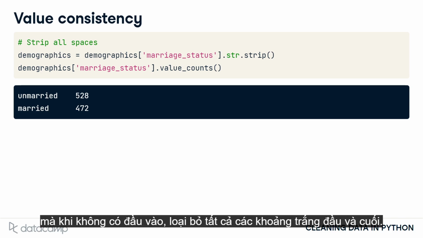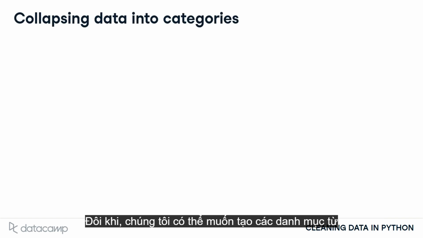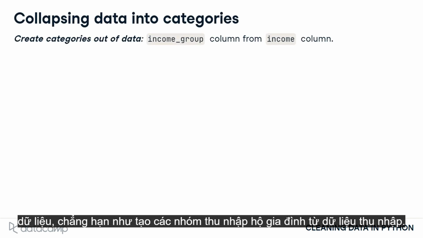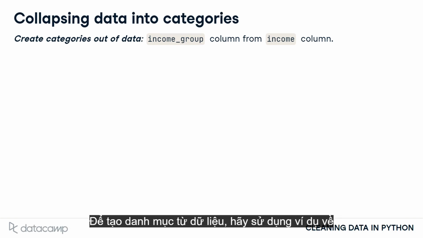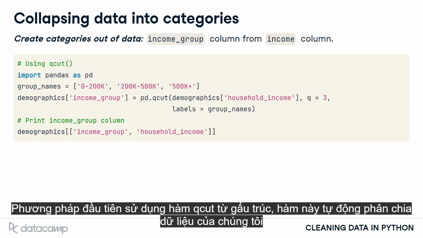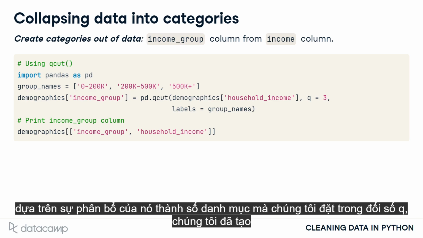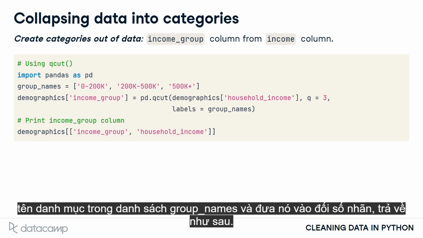Sometimes we may want to create categories out of our data, such as creating household income groups from income data. To create categories out of data, let's use the example of creating an income group column in the demographics data frame. We can do this in two ways. The first method utilizes the qcut function from pandas, which automatically divides our data based on its distribution into the number of categories we set in the q argument. We created the category names in the group names list and fed it to the labels argument, returning the following.